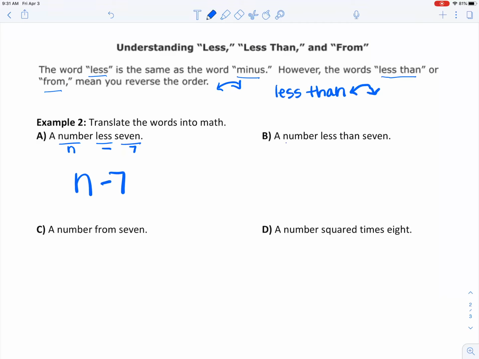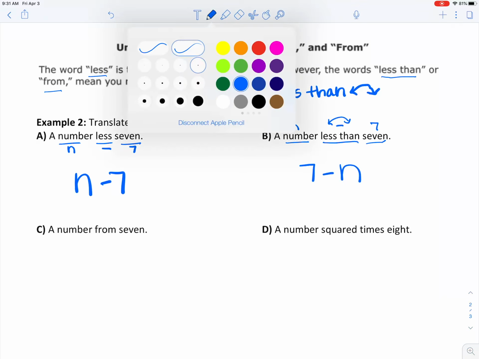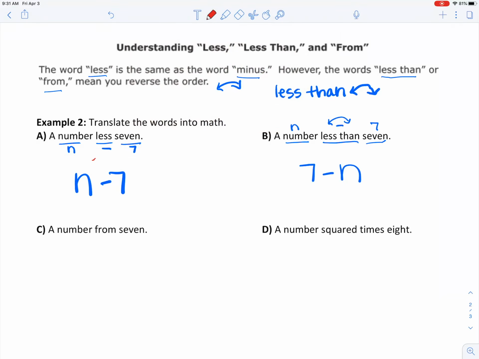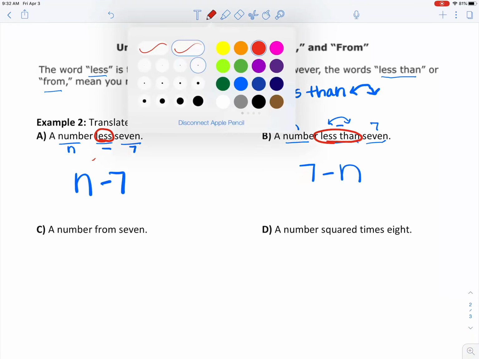Now, comparatively, let's look at letter B. It says a number less than 7. So a number less than, which I know is minus, but less than is that turnaround word. So this one is going to be 7 minus n. Both of these two look very similar. The difference is in letter A we have just less, and in letter B we have less than.